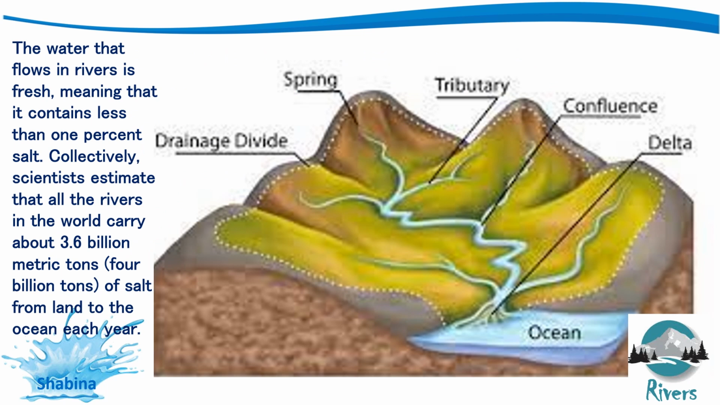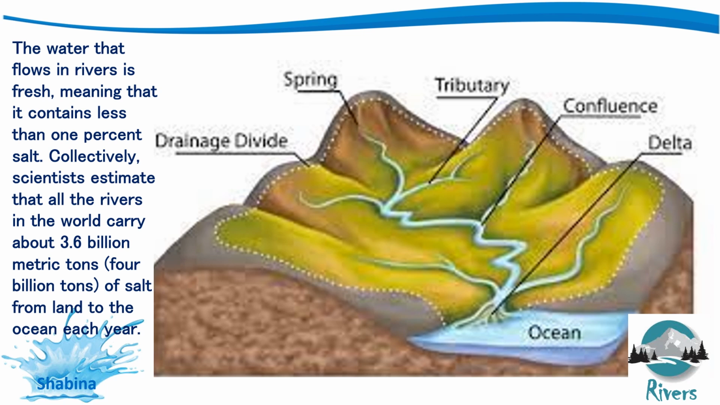Now you can see in this diagram, first of all the source is a spring, then you can see the tributaries, the smaller streams that join the river from different places. Then confluence is the place where the streams join the main river, and then at the last stage when the river divides into small channels, these are known as delta.